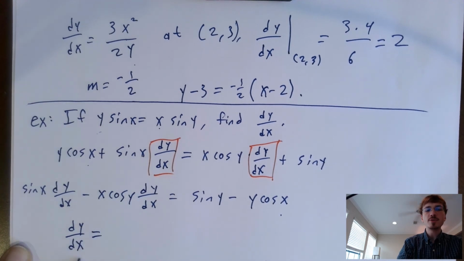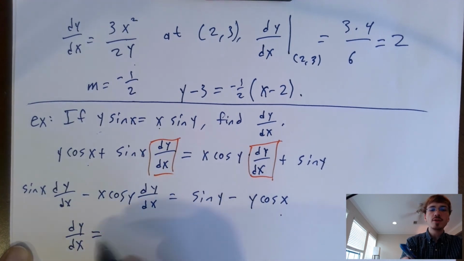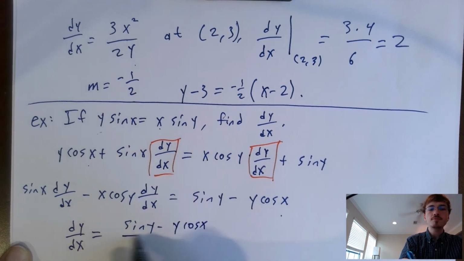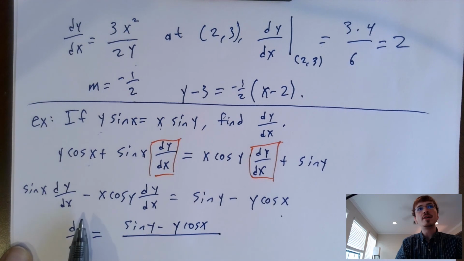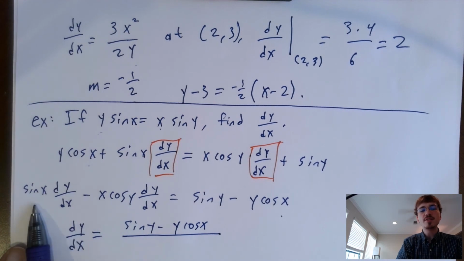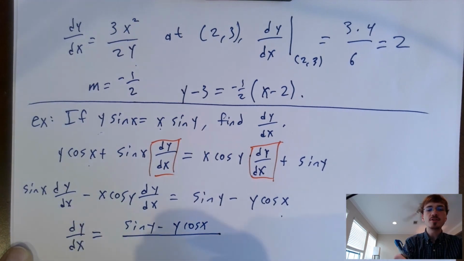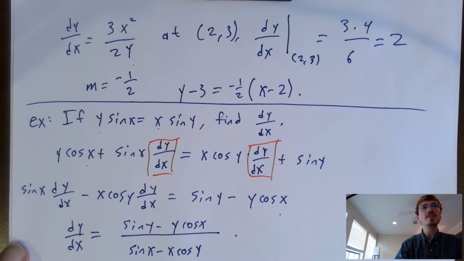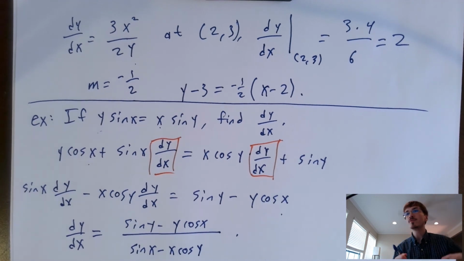Whenever I factor out dy/dx, on the right-hand side, I will still have sine of y minus y cosine x. But what will I divide by on the left-hand side? We'll divide by sine of x minus x cosine y. And that's not so bad. And that is dy/dx, and it doesn't look fun or nice, but it is what it is, right? Let's do another example.